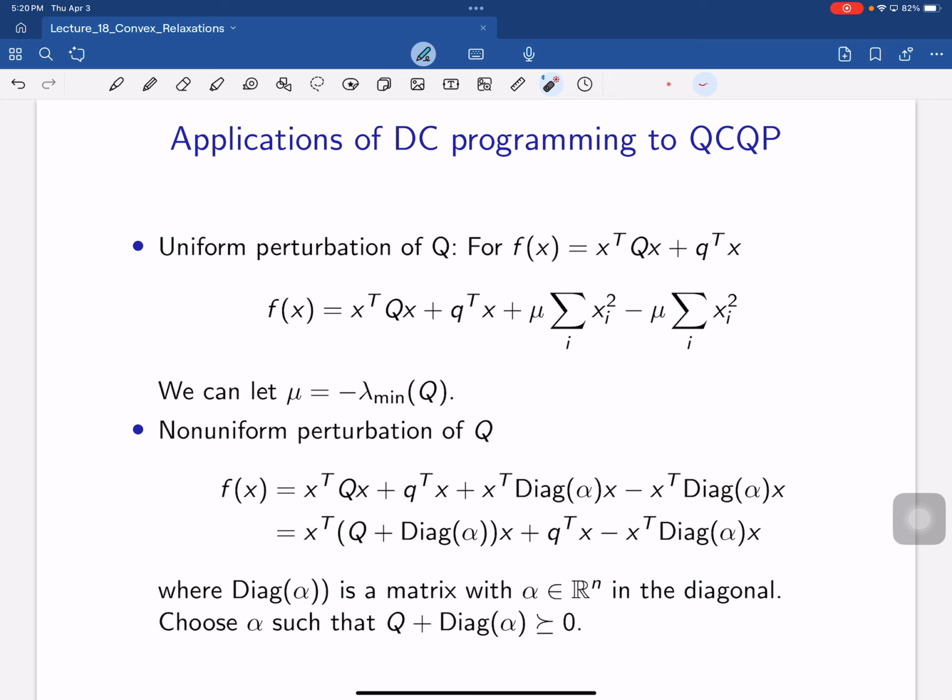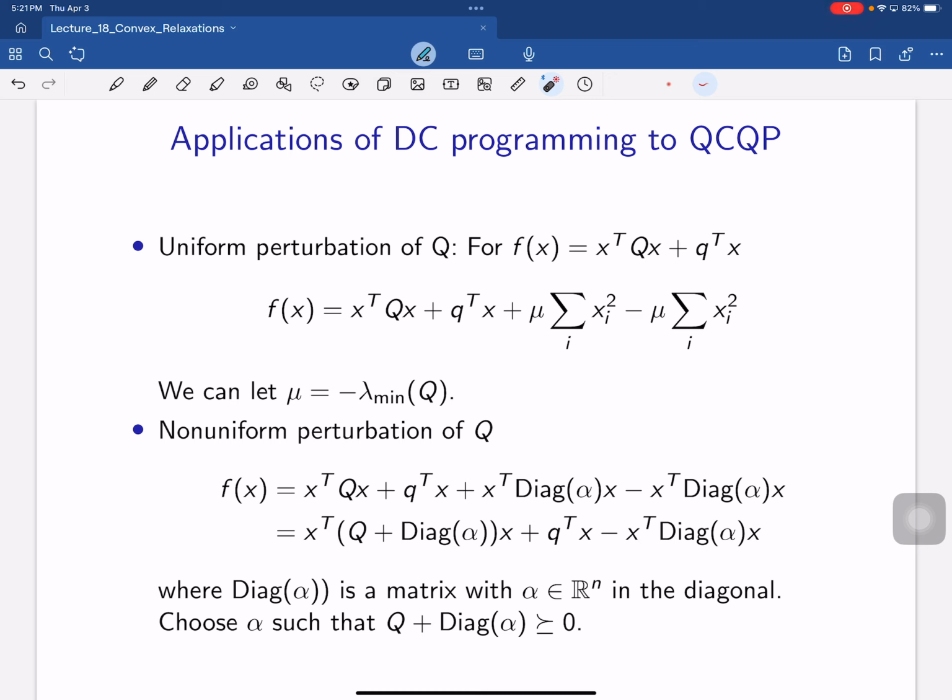Let's say you have a quadratic function, right? You are going to perturb it by mu times this part, right? Then what should be the value of mu you are going to choose? Okay, for this problem, you can choose mu to be the negative of the smallest eigenvalue, right?